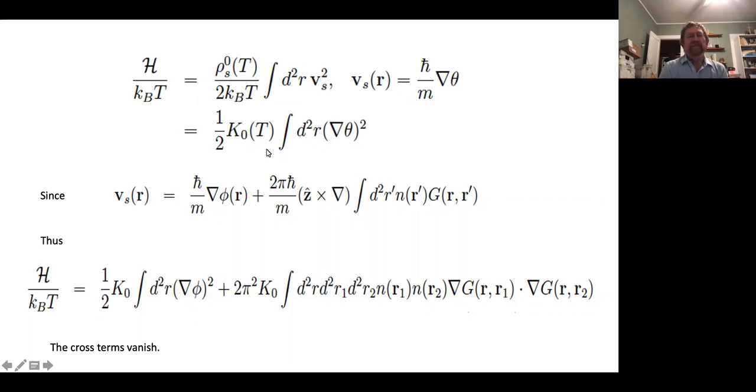And the end result of this is that we can write the superfluid velocity as h bar over m times the gradient of phi, which is some smooth part of the phase, plus the bit due to vortices. And this can be written in this rather complicated looking form, with this Green's function being basically just a logarithm.